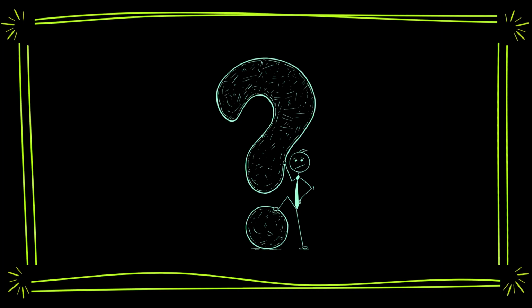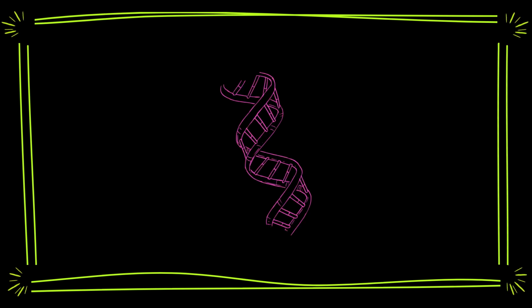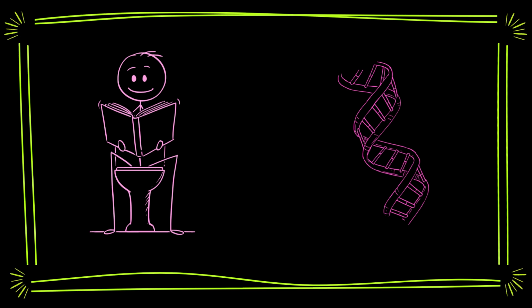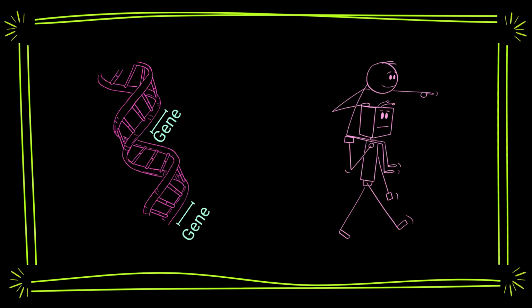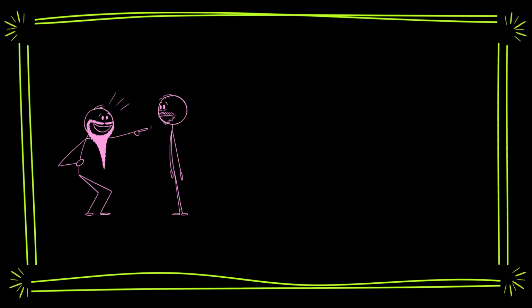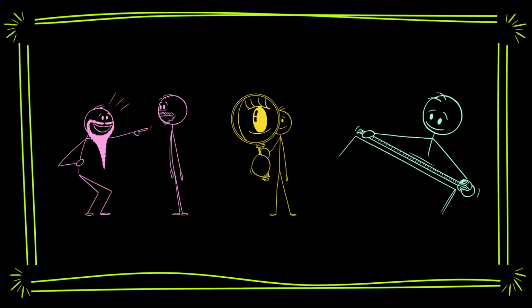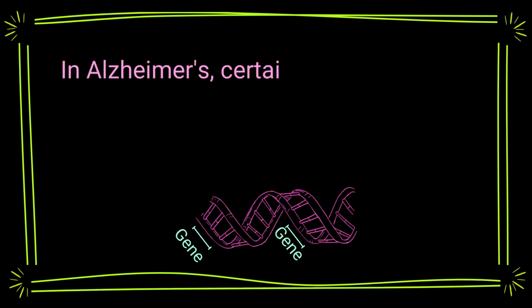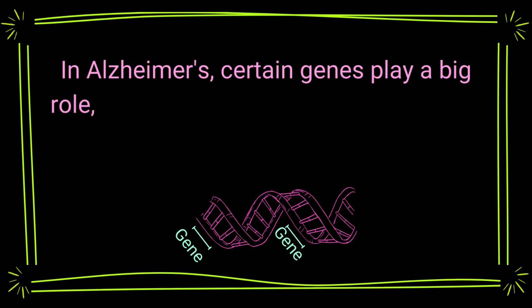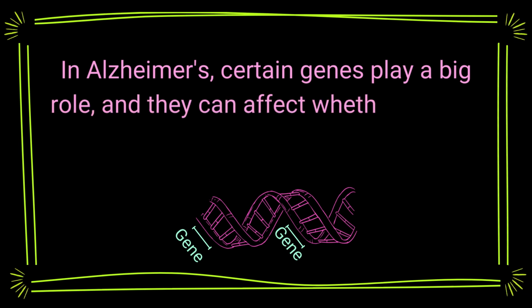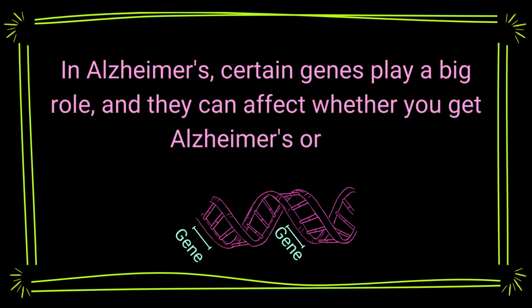To understand the connection between genetics and Alzheimer's, let's go over some basics. Each cell in our body has a DNA molecule. Imagine the DNA as the manual of each cell. Genes are the instructions for making specific things in your body, like your hair type, eye color, or foot size. In Alzheimer's, certain genes play a big role, and they can affect whether you get Alzheimer's or not.